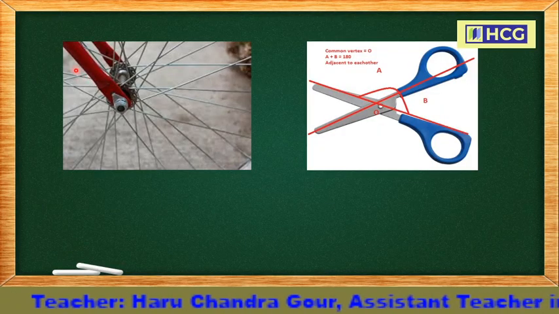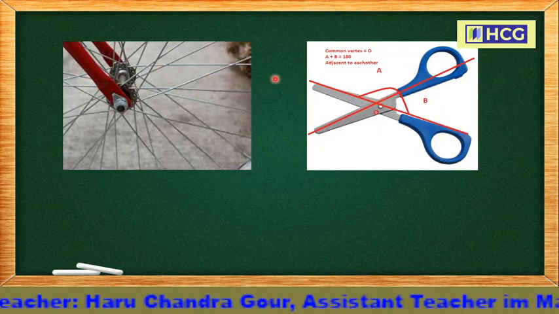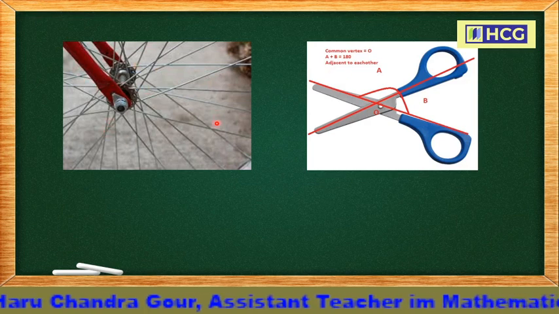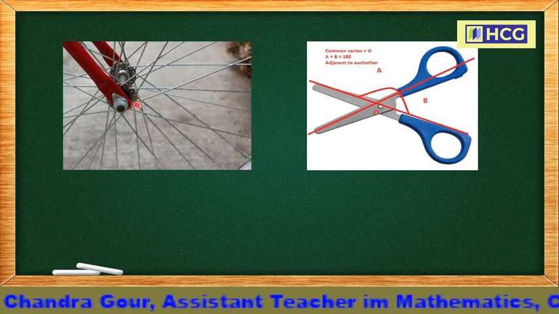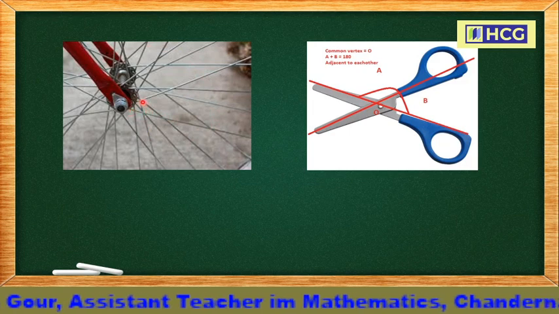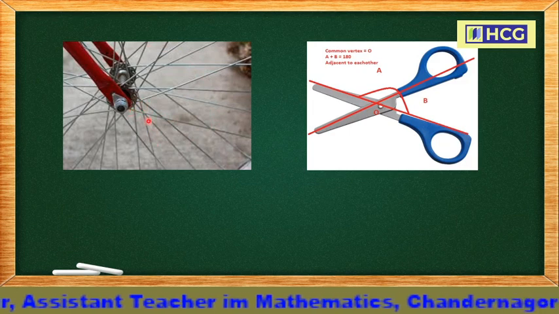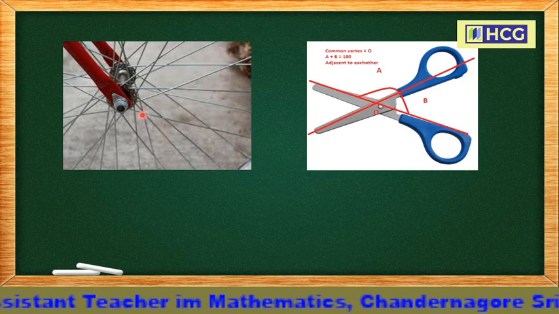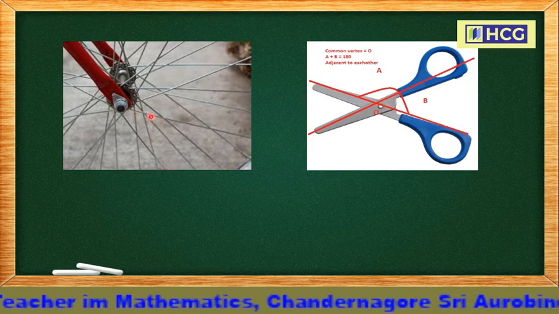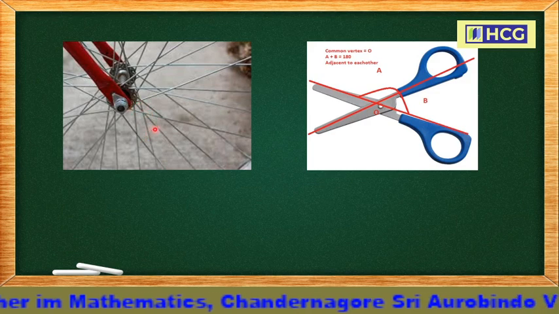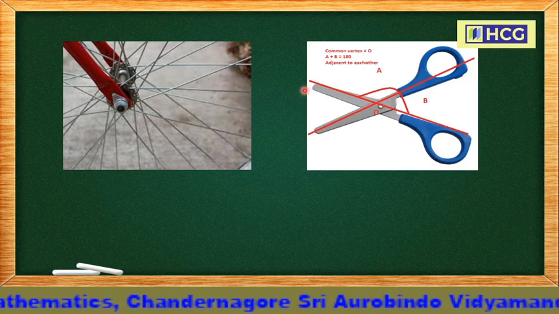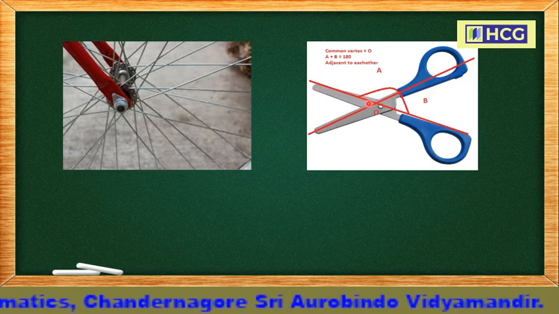Now we see two pictures. The first picture is a wheel of a bicycle, and there are so many spokes, and two spokes intersect each other. So therefore these two lines are not parallel. So these lines are intersecting lines. And in the second picture there is a scissor, and these two lines are intersecting lines.